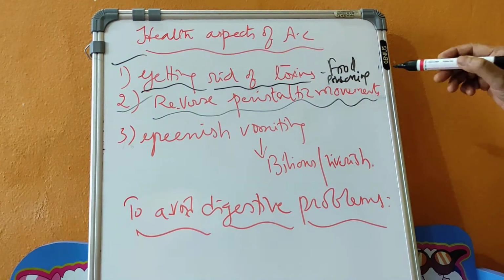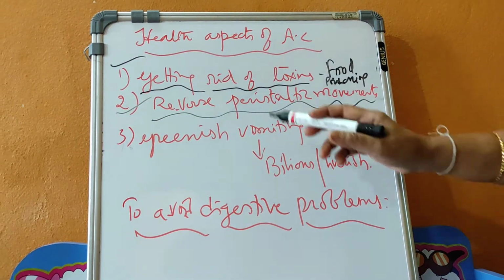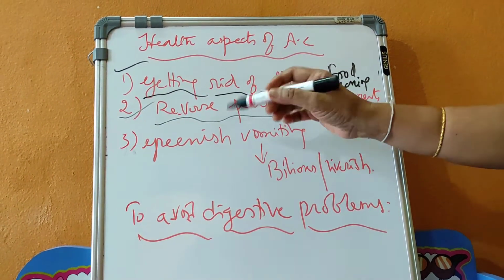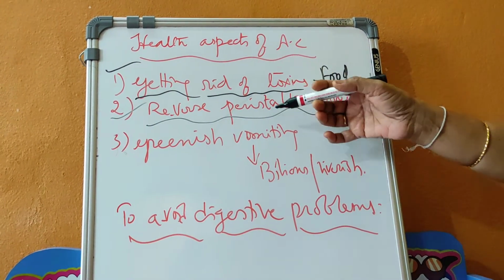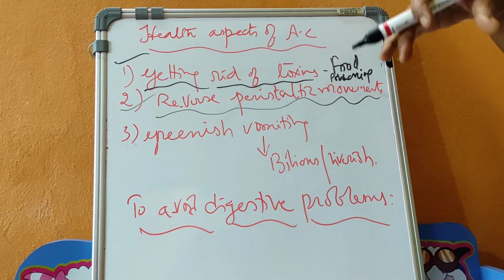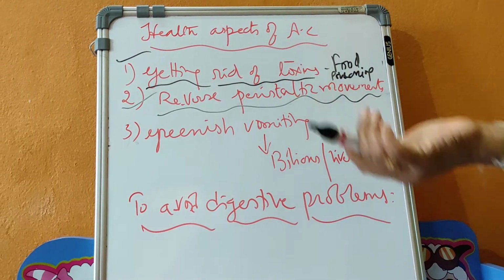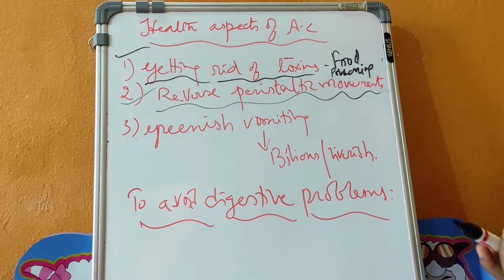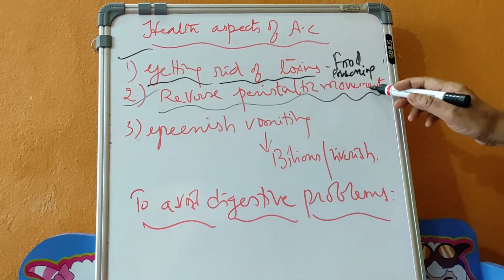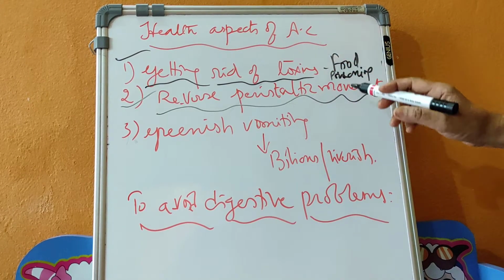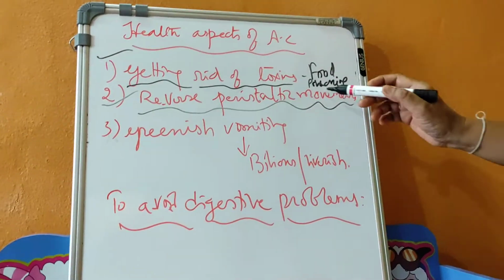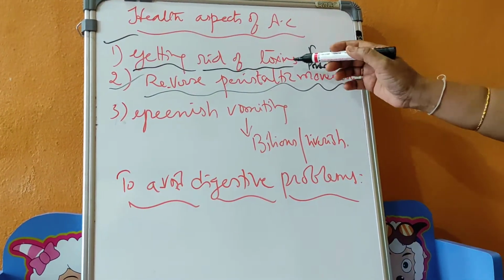Reverse peristaltic movements: already in the previous videos I taught you what peristaltic movement is. Peristaltic movement means the food is pushed towards the stomach, along the alimentary canal. But in the reverse way, that means opposite to the alimentary canal, it comes out. So this is called reverse peristaltic movements. Because of the reverse peristaltic movements, the food is not retained by the stomach itself, so it is expelled out. That is nothing but vomiting.